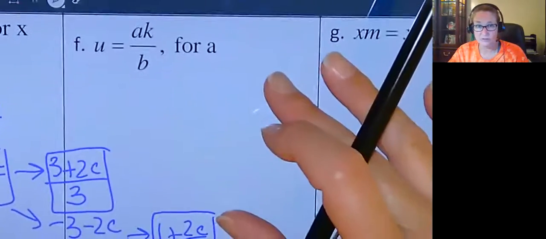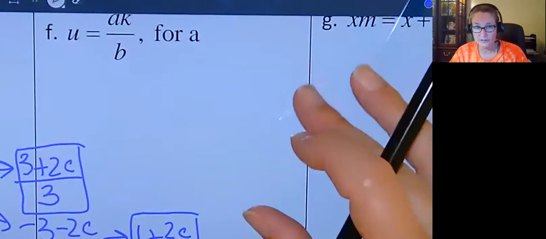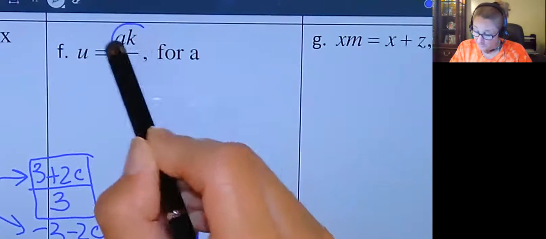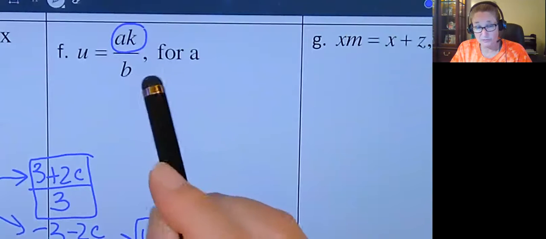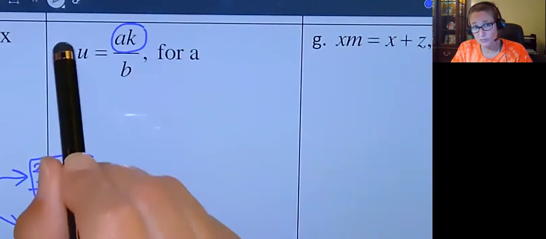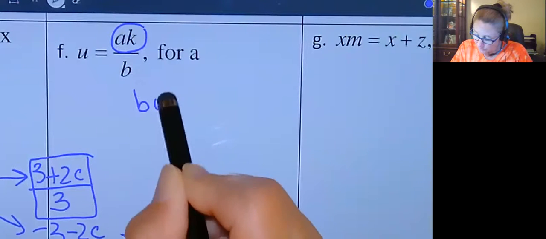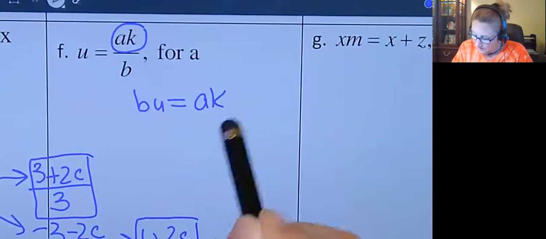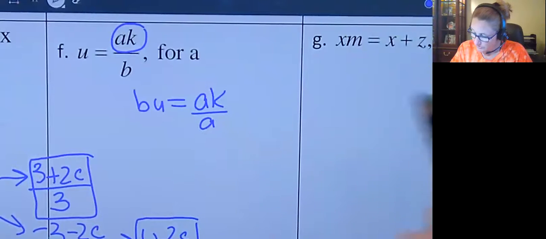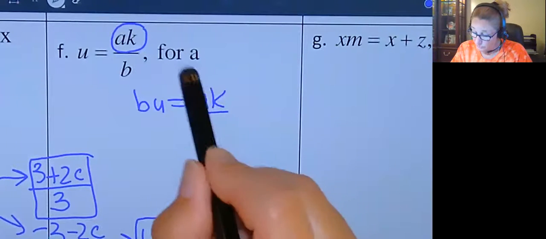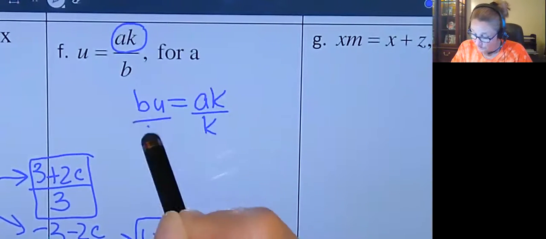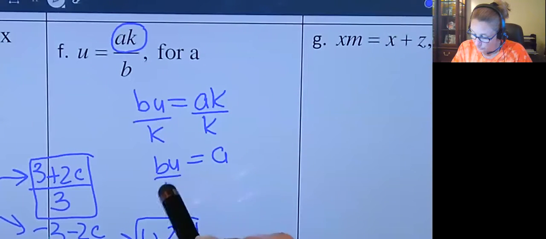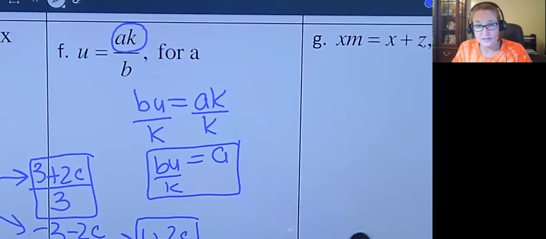Now on letter F, I'm solving for A. So first thing I'm going to do is try to get my AK by itself. So I'm going to get rid of this B, which means I'm going to multiply both sides by B. So when I multiply this side by B, I get BU. And when I multiply this side by B, the B's are going to cancel out, and I get AK. And then I divide by A. Oops, I'm sorry, I'm solving for A. So I want to divide by K, because I'm solving for A. And I get A is equal to BU over K. And that's your answer.